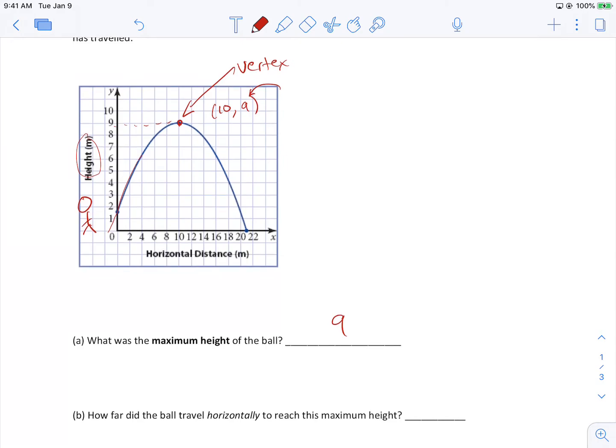How far did the ball travel horizontally to reach this maximum height? So that's asking what is our x value here? So at its maximum height, how far horizontally did it travel? Well, we can just drop right back down. We see that it's at 10.